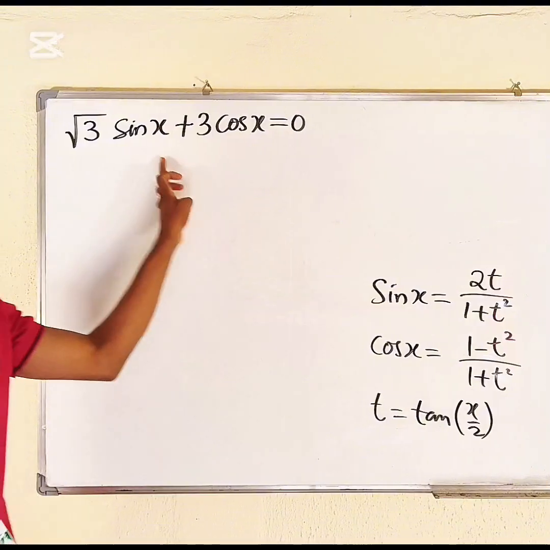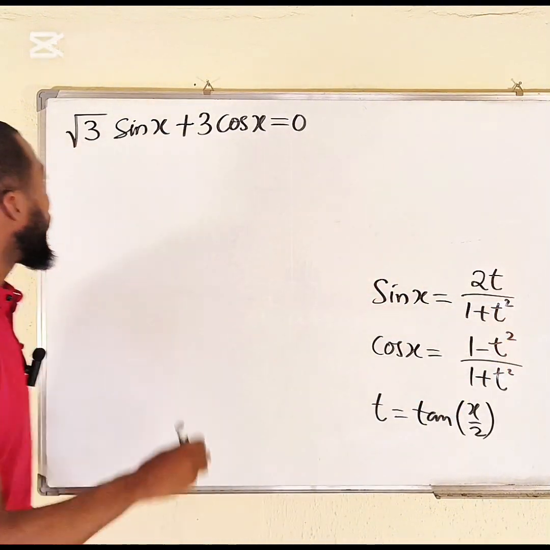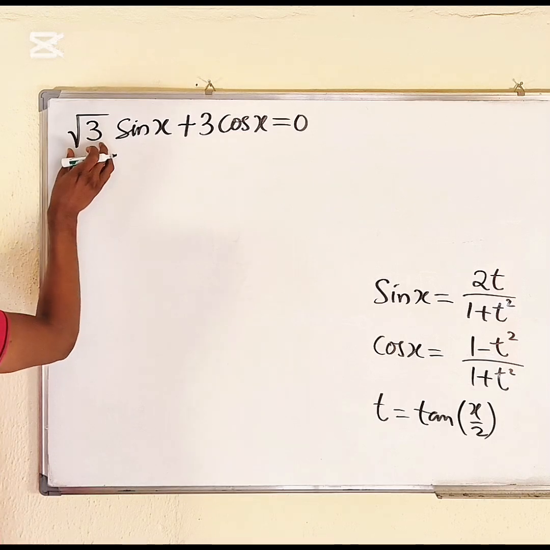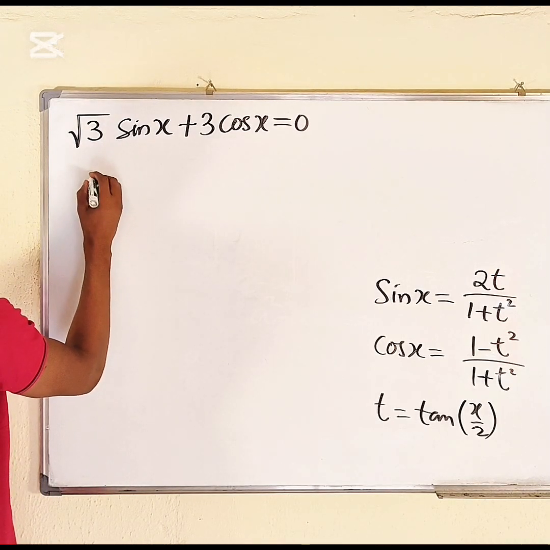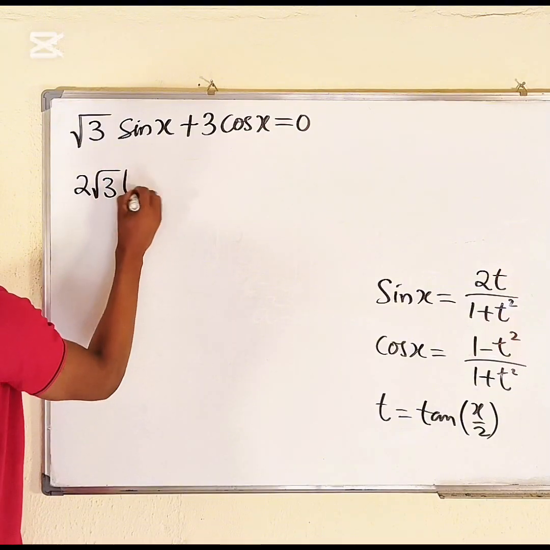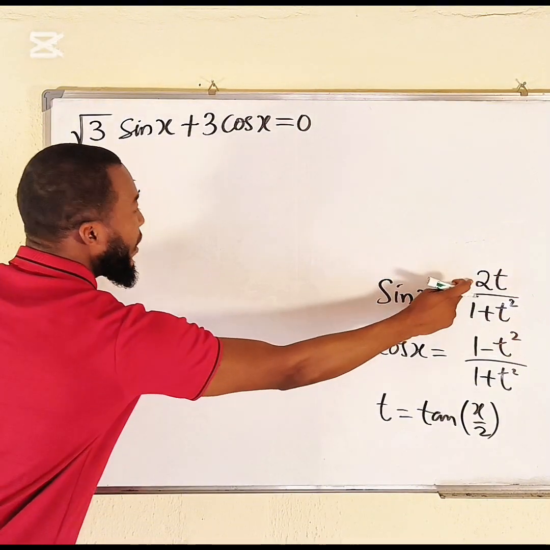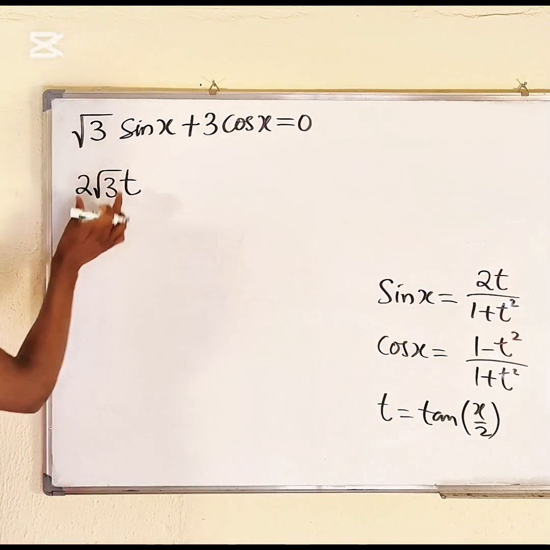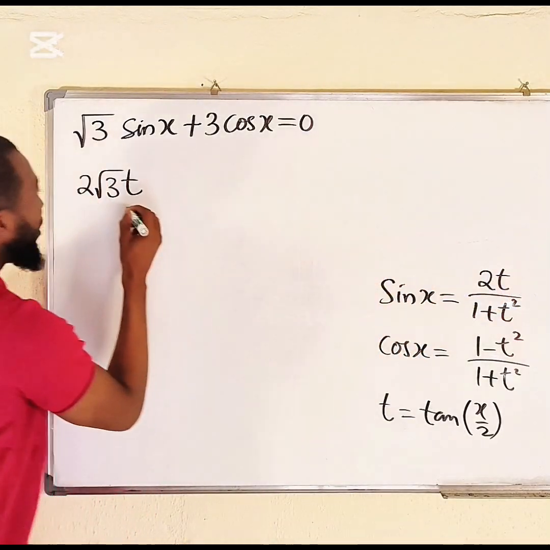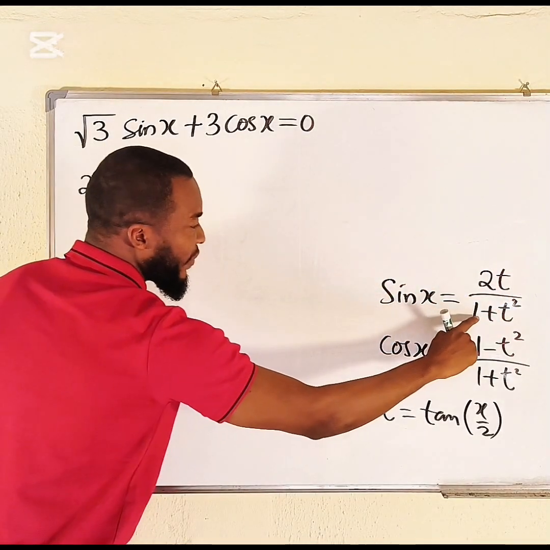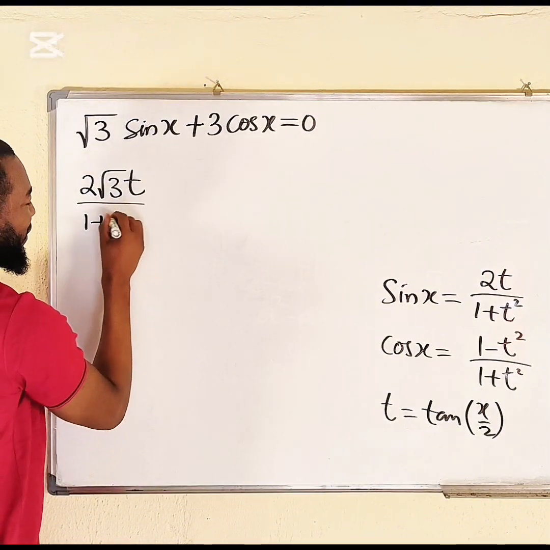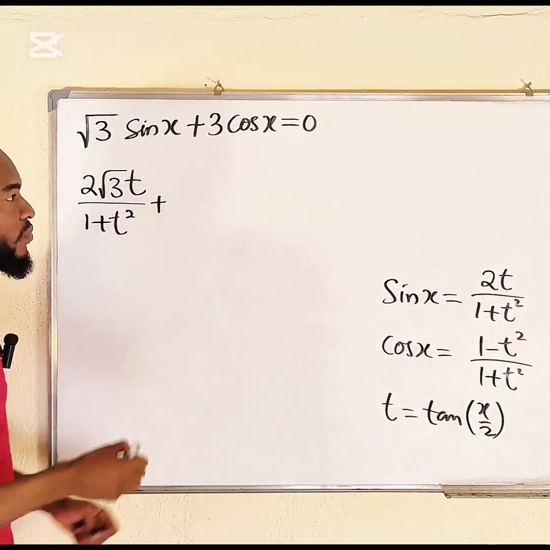Seeing sine x here, I will replace it with this one. So we have the whole of this times root 3, which is going to give us 2 root 3t, right? Because we have 2 here, we have root 3 here. If you multiply them, you get 2 root 3, then we still have t. Then remember, we have divide by 1 plus t squared.